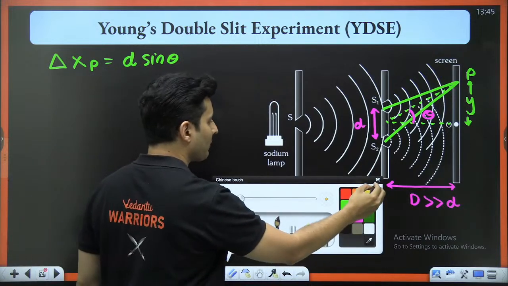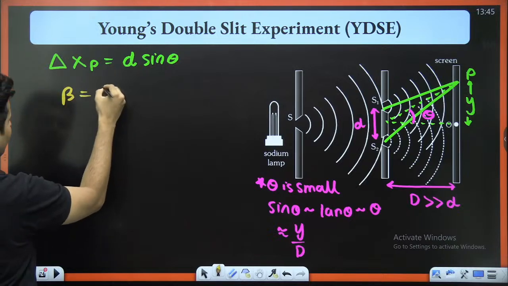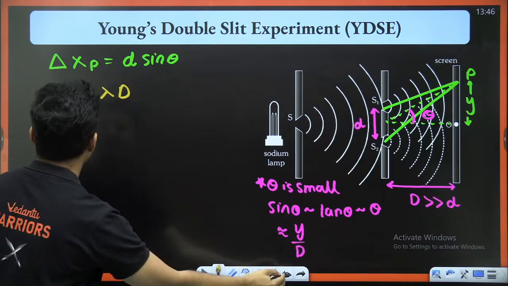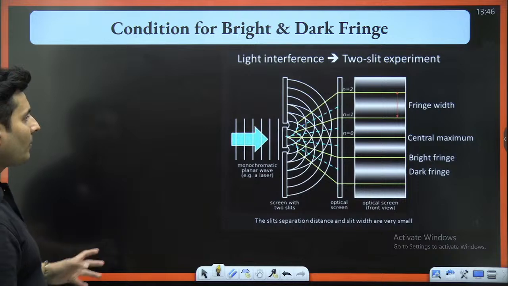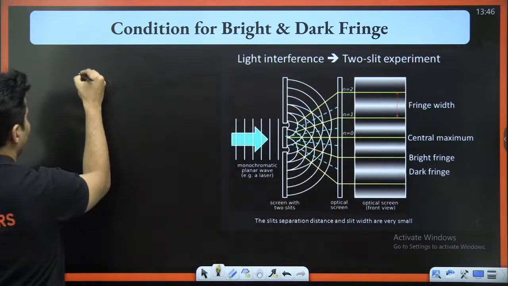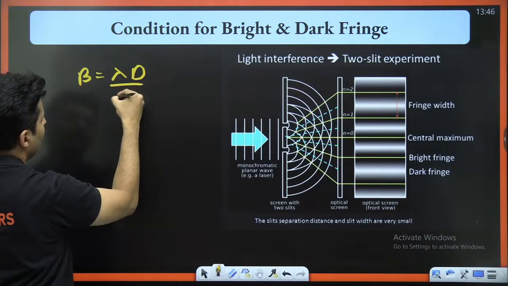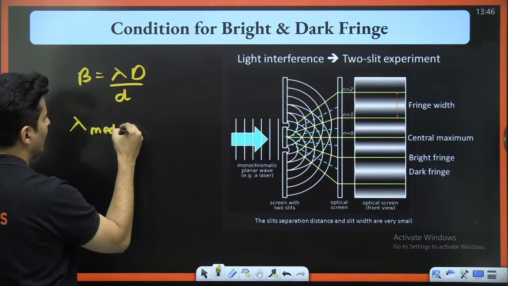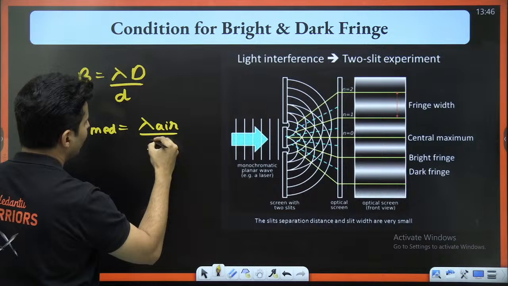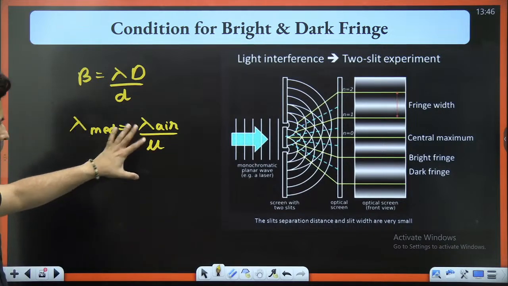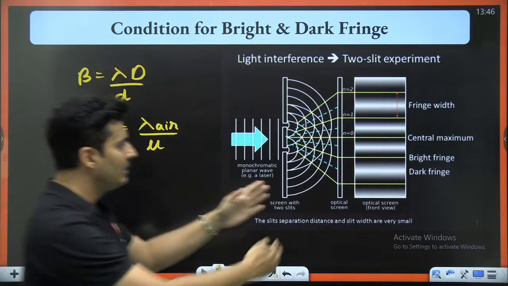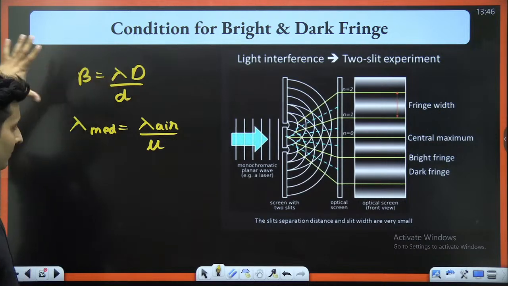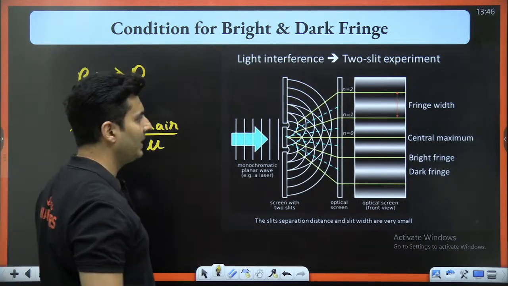Another important formula is for fringe width. The fringe width, from one bright to the next bright, is lambda D by d. You can also change the wavelength by immersing it in a medium. So wavelength inside a medium is wavelength in air divided by refractive index. That is a standard variation which you can get in problems. If you reduce the distance between the slits, beta will increase. You should keep that in mind.